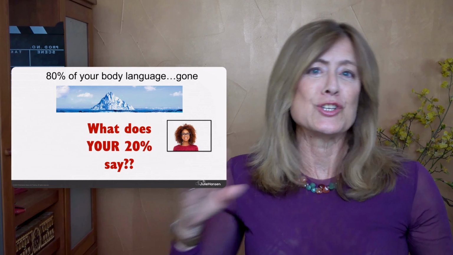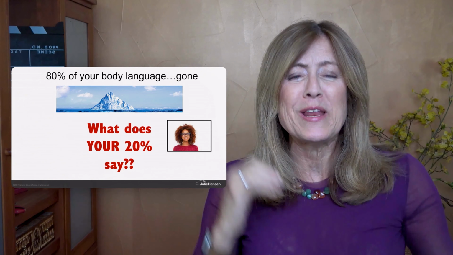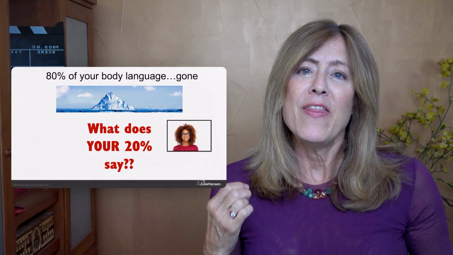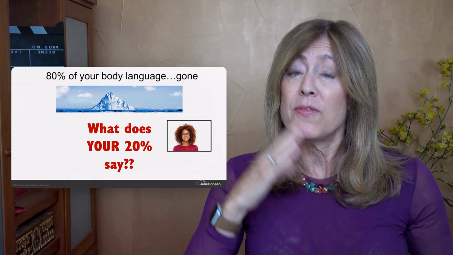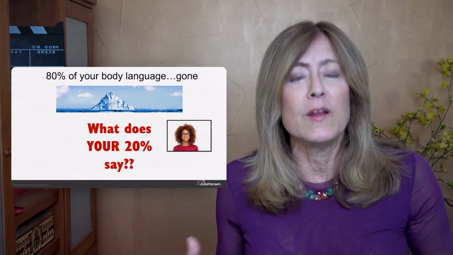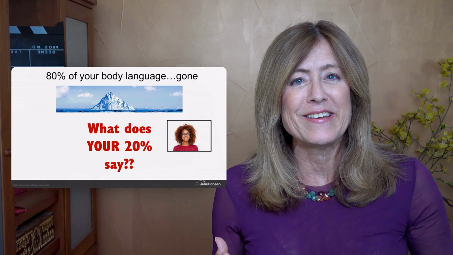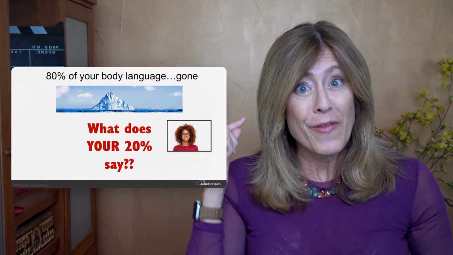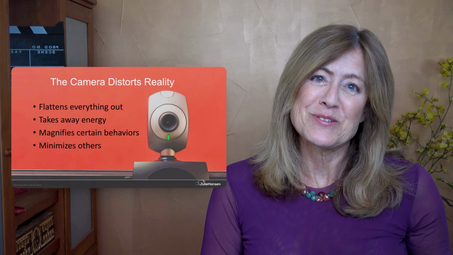And this is very much what happens when we're on camera. 80% of our body language is gone, right? And so everything happens with this 20%, 15 to 20% right here. And that often doesn't express the same thing as your whole package when you're in person. And so we have to compensate for that. And we have to know what that 20% is saying. And most people don't have an answer to that.